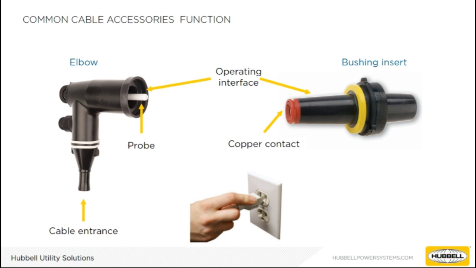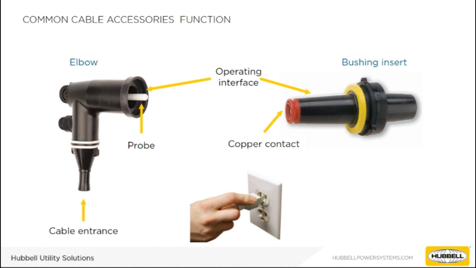Pad mount transformers typically have anywhere from 2 to 6 elbows inside. Some transformers only have one, some may have more than 6. Enclosures and switchgears can have up to 12 or more. Just picture a large power strip.